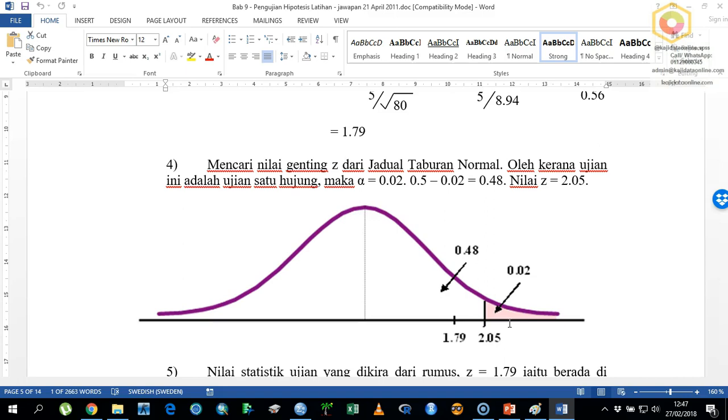So based on our calculated value of 1.79, it does not fall under our critical area. Because our critical value is 2.05, and what we got is 1.79. So we fail to reject our null hypothesis, and therefore we conclude that there is no significant difference between the collected data, which is the 22 gallons of water, and the standard suggested by the national standards.